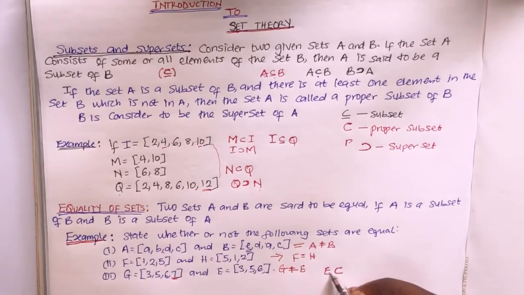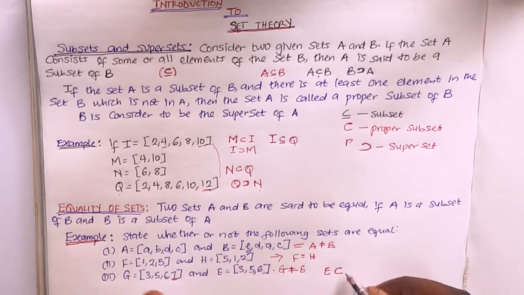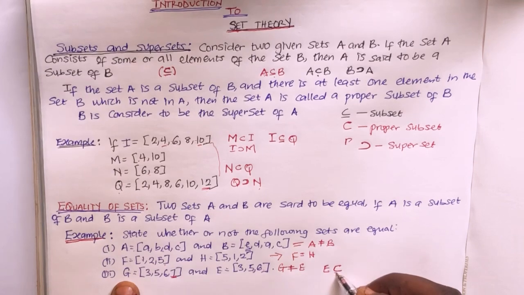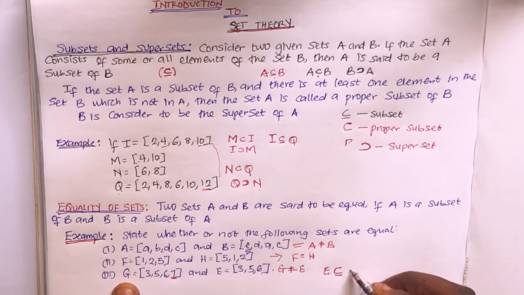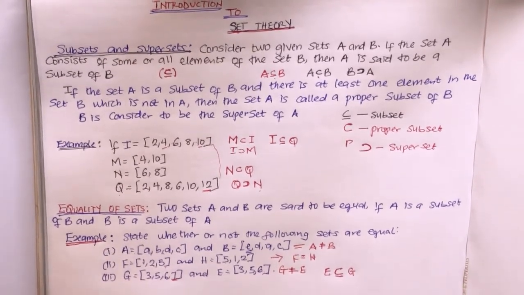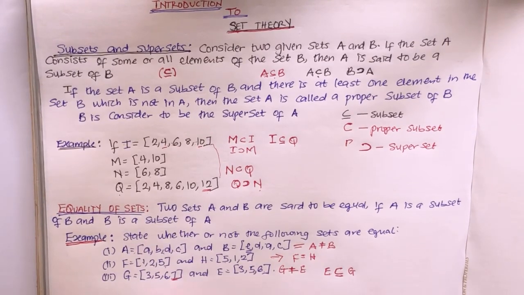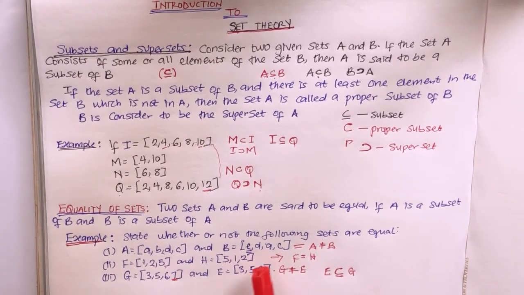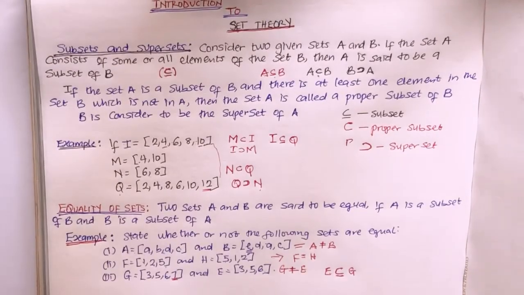Can you understand? That means our E is a subset of G, or is it a proper subset? It is a subset of G. Can you see that? Because at least 7 is the one differentiating them. Let's say you have 7 and 8 here, then you can call it a proper subset. But since it is only 7 that differentiates them, set E is a subset of G. That's all. Then let's move to the next case.